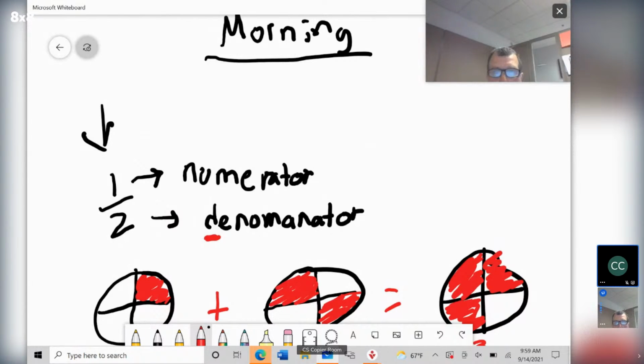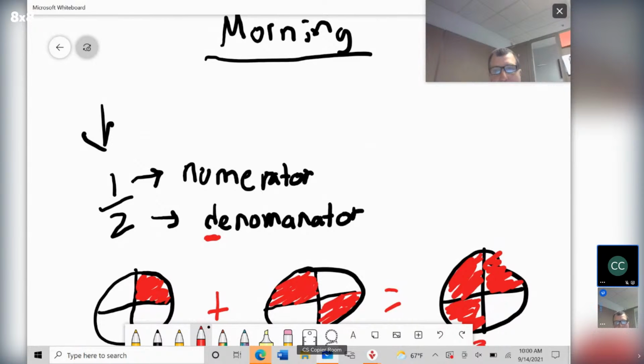Because if the denominator is the same, we can just do a straight addition problem. Okay. And when it's different, then we're going to do a little more work, but we'll get to that maybe the next couple of days. But for today, when you see adding or subtracting fractions and the denominator, or the bottom number, is the same, we just subtract the top number or add the top number.